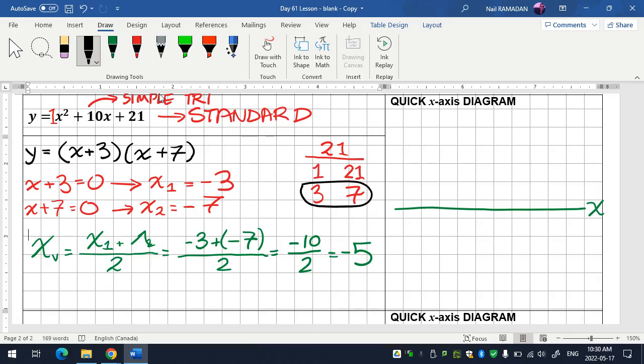Why? Because it goes minus 7, minus 6, minus 5, minus 4, minus 3, minus 2, minus 1, 0, 1, 2, 3. The more minus it is, the more to the left it is. Yes, exactly. So minus 7 is here, and minus 3 is here, and somewhere in the middle, maybe here. Yes, that's your minus 5, which is x of the vertex.